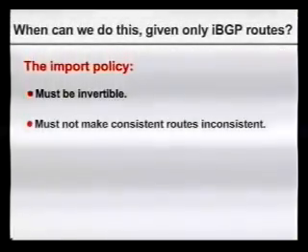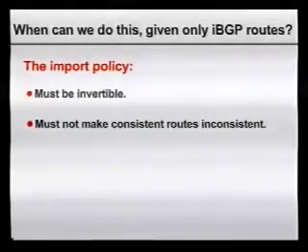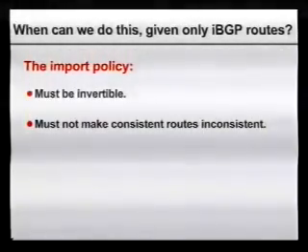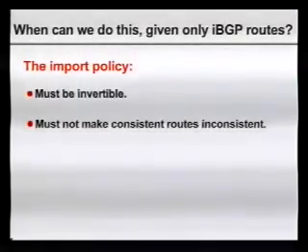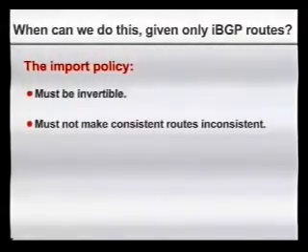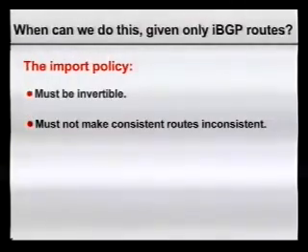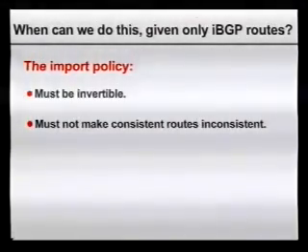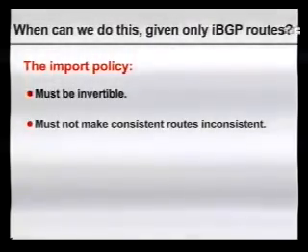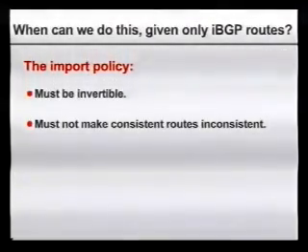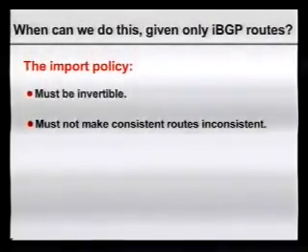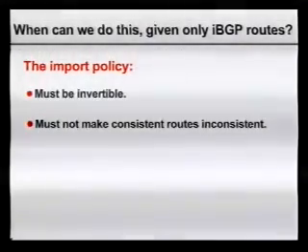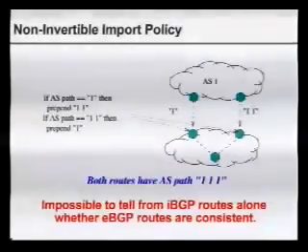Now, on the last slide, I talked about inverting import policy. So the first thing that has to be true about import policy is that it has to be invertible. And the second thing is that the import policy on those eBGP speaking routers can't take two routes that are consistent, i.e. they have equal AS path length, or the peer is advertising something at all those peering points, and actually make some set of consistent routes look inconsistent. So I'm going to talk about examples of import policy that violate each of these two things now.